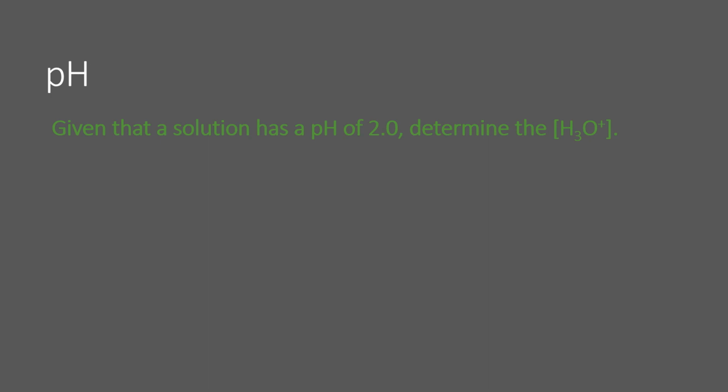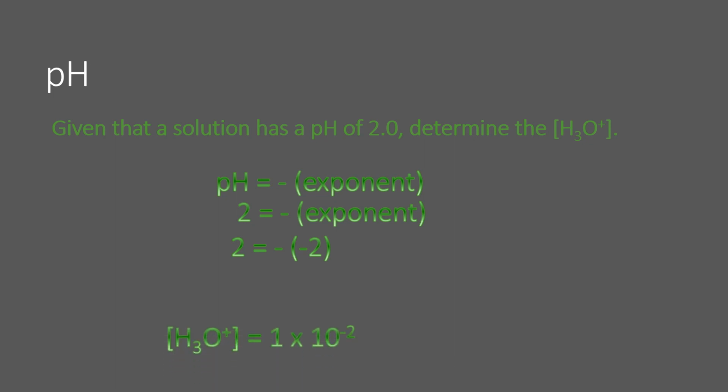Given that a solution has a pH of 2.0, determine the concentration of H3O+. So this is the opposite. Instead of looking at the exponent, we have to make the exponent. So I take my pH value and make it negative. So that's my exponent. So what do I do with the exponent? I put it into the times 10 portion. So it should be 1 times 10 to the negative 2. That's the concentration of my hydronium ion.